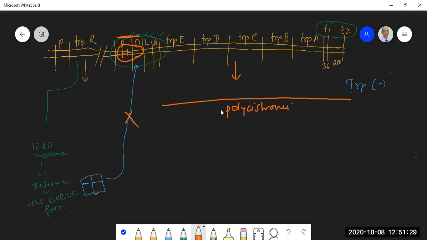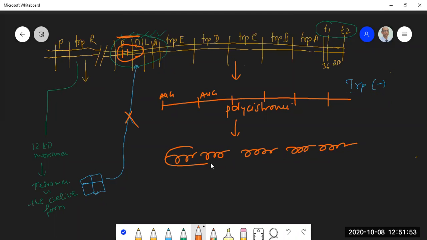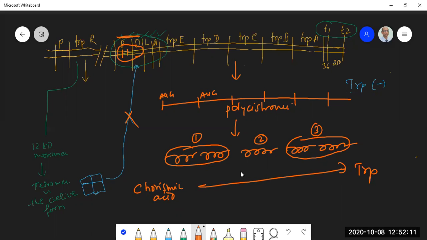You understand what is meant by polycistronic? It means it has coding sequences for 5 peptides with independent AUG translation initiation signals, and then it will be translated to give you those 5 polypeptides. These two combine to form enzyme number 1. This is enzyme number 2, and these two combine to form enzyme number 3, and that is how chorismic acid is converted to tryptophan endogenously.